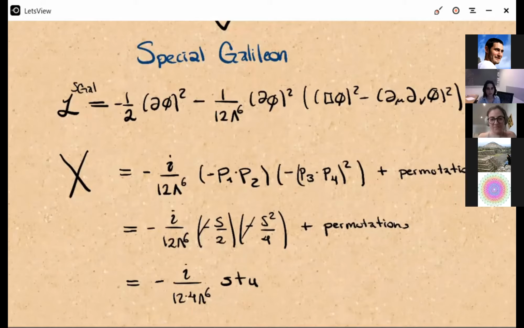I see a question. Mariana, the relation between this special Galileon Lagrangian and the nonlinear sigma model Lagrangian is not evident. The phi is not the same. Why is there this difference between these two Lagrangians? How do you explain this? Well, in the sense of Lagrangians, it will be the same with Yang-Mills and gravity, right? The Lagrangians are entirely different.